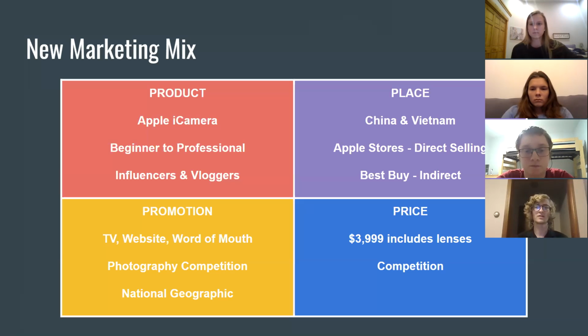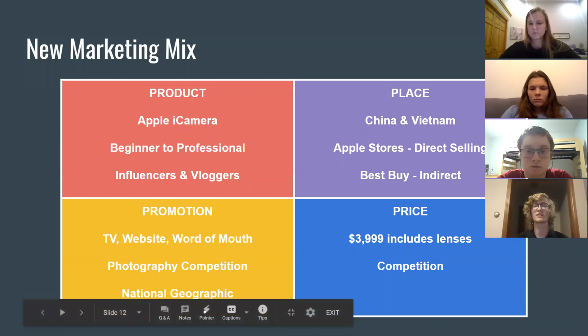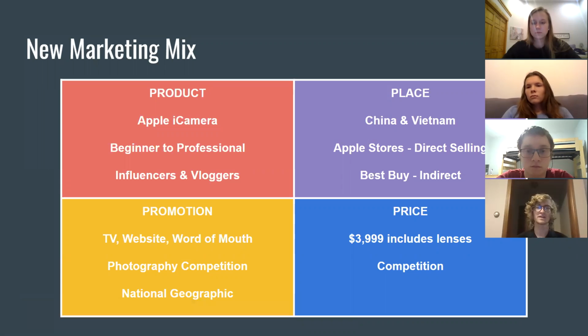For price, we came up with the price at $3,999, so $4,000. The reason we did this is to keep it within the price range of other Apple products. There are still MacBooks that are more expensive than the price we made for the iCamera. We wanted higher quality for a lower price. And that's almost an attempt to not only get our foot in the door into the camera market, but to attempt to take it over a little more and a little quicker.